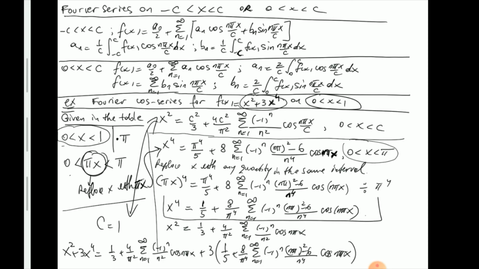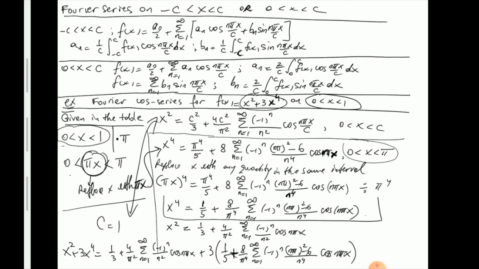So take a moment, pause the video, because I'll show you the answer on the next page. The last thing I want you to do is to just combine the cosines together. It's customary to give everything. If I want a Fourier cosine series, it's important to be able to isolate the coefficient of cosine.